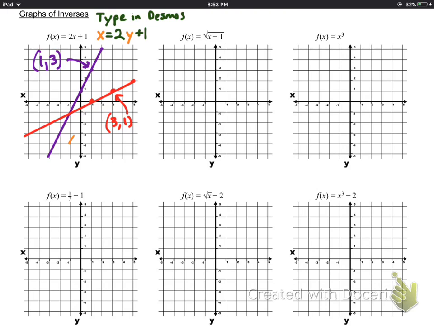Another way to see this is we're reflecting it. Yeah, x and y are switched. We're reflecting it over this line in the middle here. Okay, that's the y equals x line. If you can visualize those reflections, that's great.